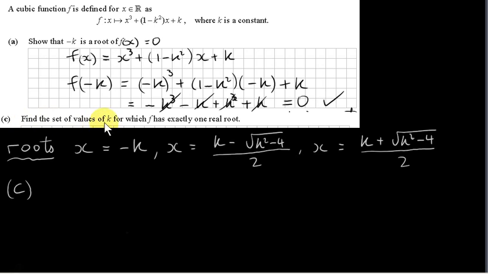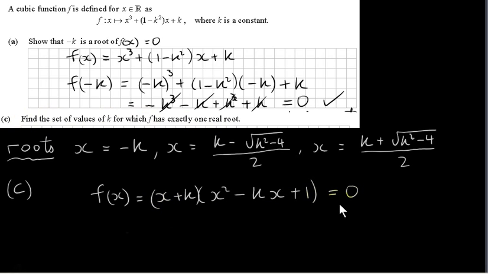In part C, we want to find a set of values of k for which f has exactly one real root. So how do we ensure that this equation has only one real root? Well, we take a look at this factor here, and we want this factor to have no real roots. By setting the linear factor equal to 0, we know we get x equals minus k. So one way to do this problem is to get a root from setting the linear factor equal to 0. That'll be our one and only root. And then impose a condition on the quadratic factor to have no real roots. So we just end up with this root, minus k.